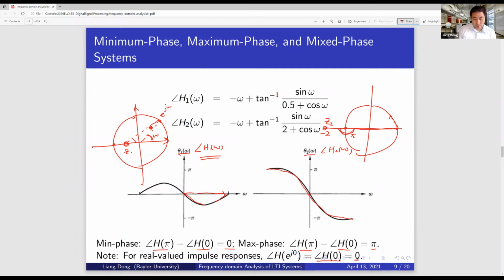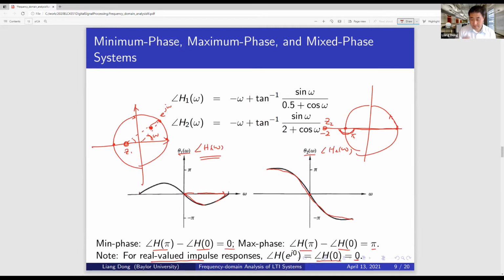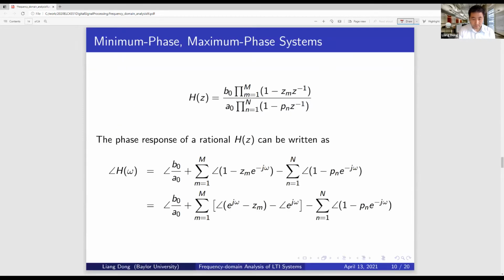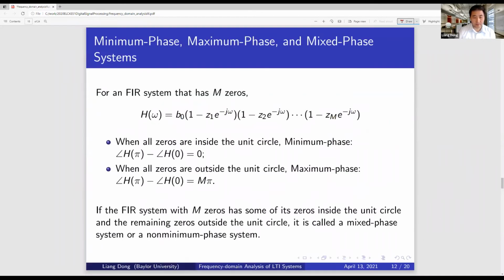Now, what does that mean, real valued impulse response? Well, these two examples are real valued, right? Those are coefficients 1 and 1/2, 1/2 and 1. These are real valued. So indeed, we have those two filters with the phase plot going through the origin. So this is how we visualize how to plot this phase.